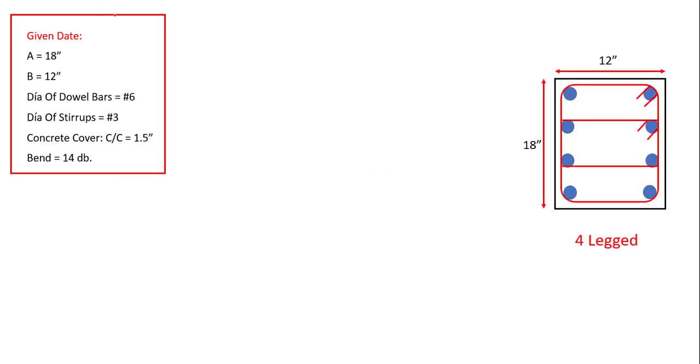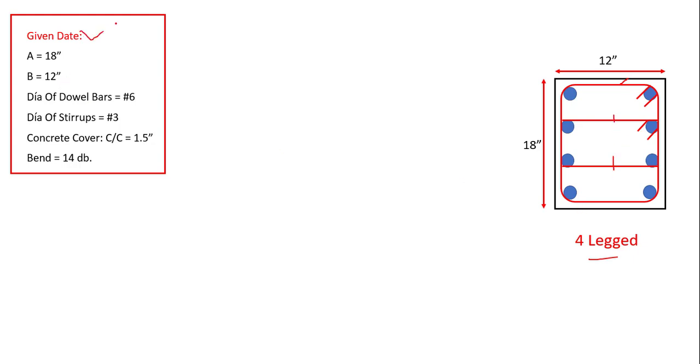So let's suppose we have one column as 18 inch by 12 inch and we have used 2 stirrups, meaning 4-legged. You can see we have one external stirrup and one internal stirrup. So the external is easy, A into 2 plus B into 2, as we did before. We need to find out the cut length of the internal stirrup.